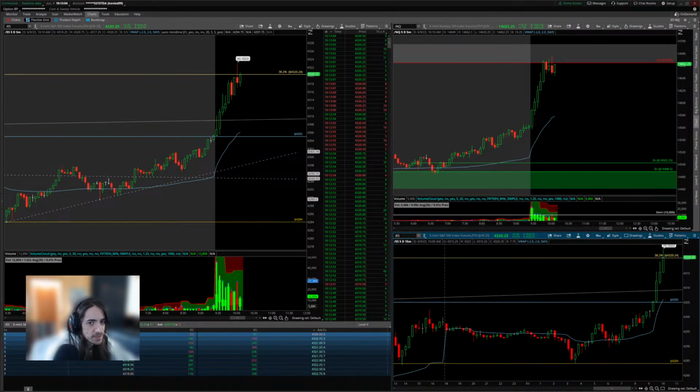Order filled. I'm gonna get in a short here, and really, really short stop, like crazy short stop, because I am expecting it to pump higher.